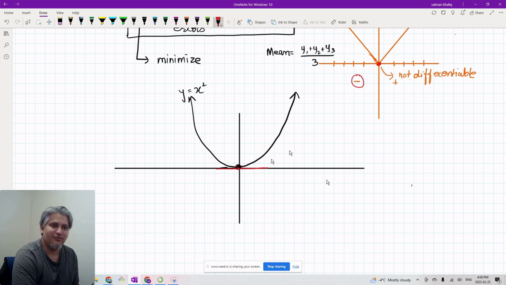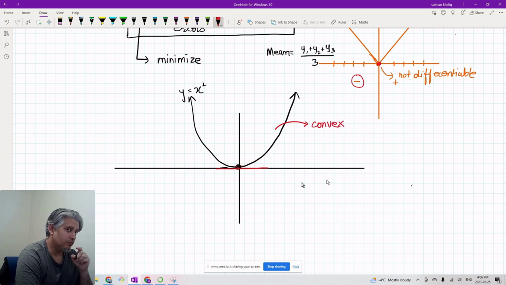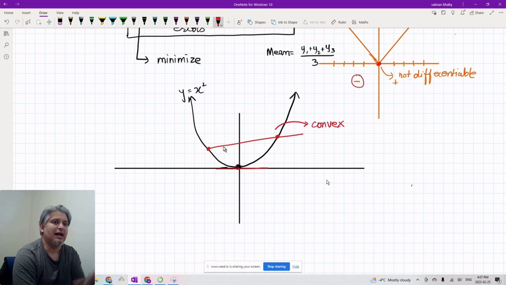And if the function looks like this, it is what we call a convex function. Now, you must be asking, what is a convex function? A convex function is a function where, if you join two points anywhere on the graph, take one point on the graph and another point on the graph and join them with a line, that line is always above the graph. Always. And this is a convex function no matter where you draw the line.